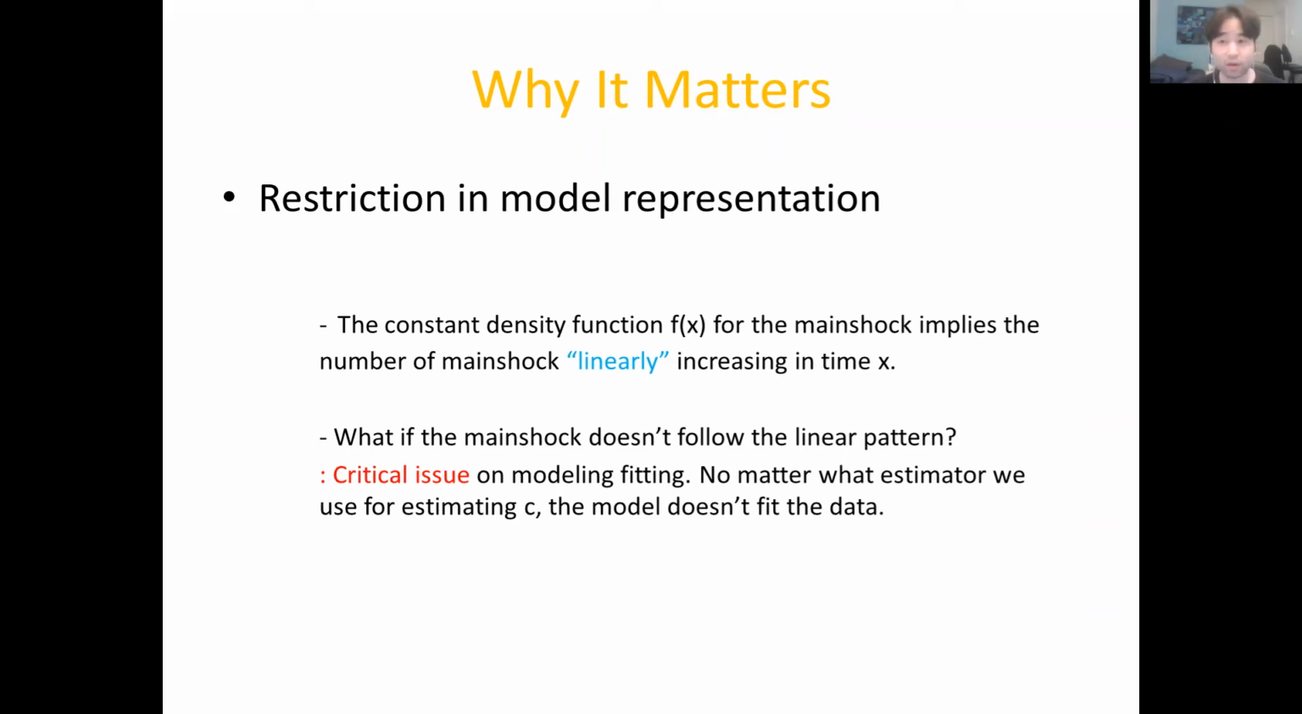And it is a problem because it can cause a critical issue in model fitting if the data of main shocks is not distributed uniformly. In other words, if we misspecify the functional forms for the two target functions, then the model won't fit the data.